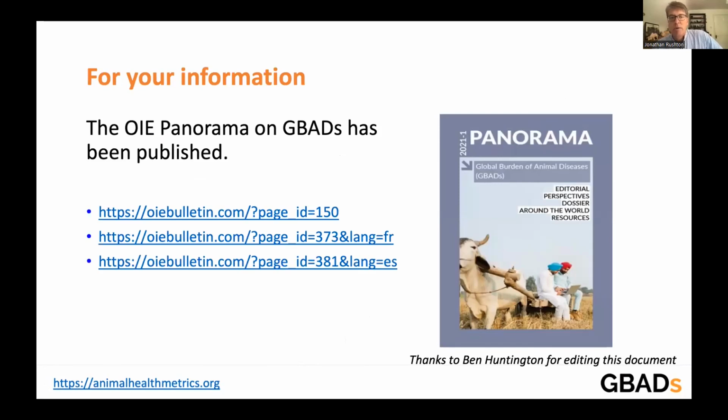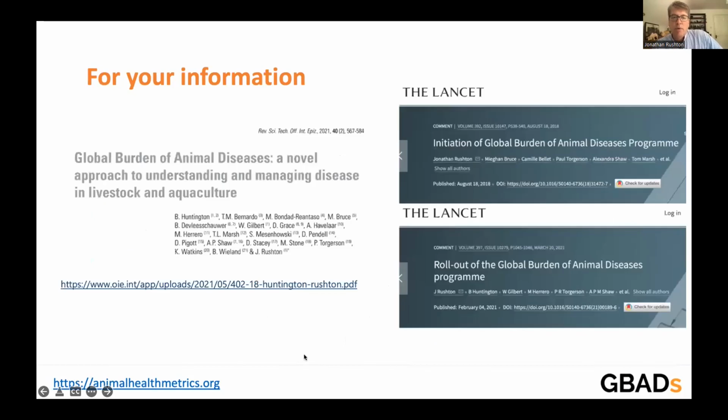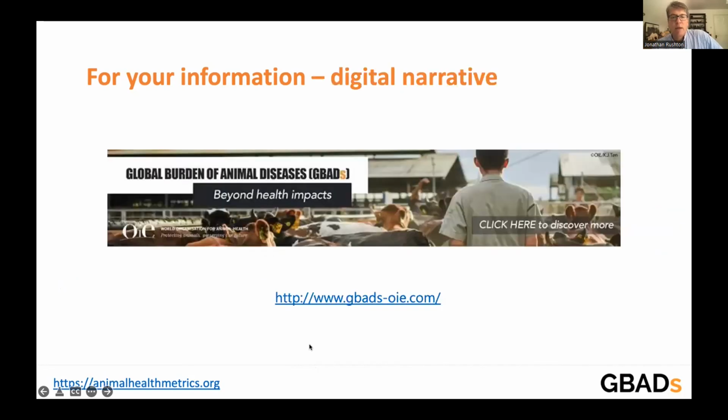Now, if you want a little bit more information, it's not particularly technical, but we've generated an OIE panorama on the global burden of animal disease, which is about 25 short articles of about 300 words. We've got a few publications that we put out recently. One last year covers an overview of what I've just talked about. And we have a digital narrative, which you can see on that particular site.